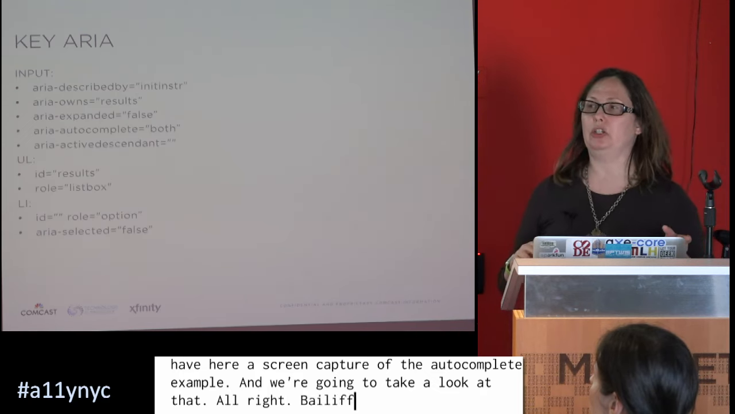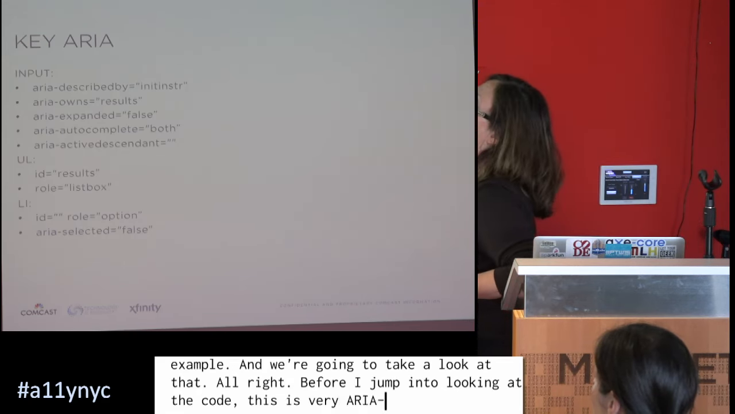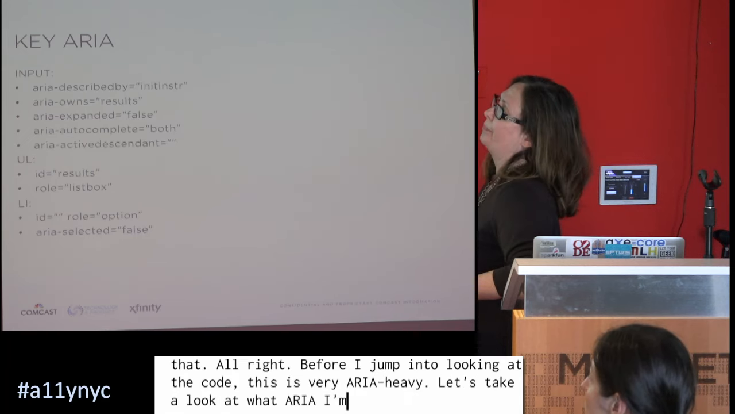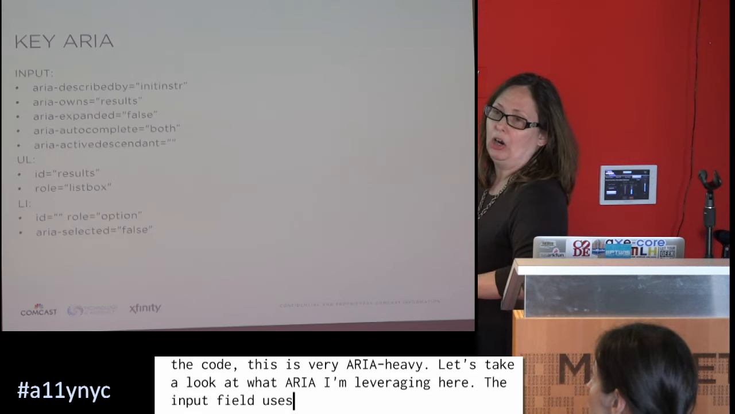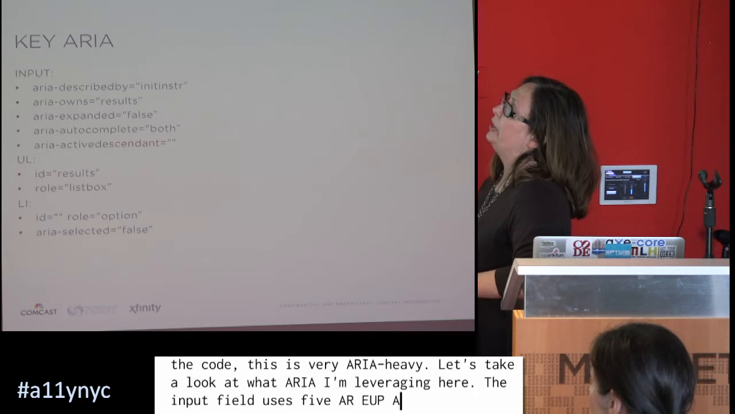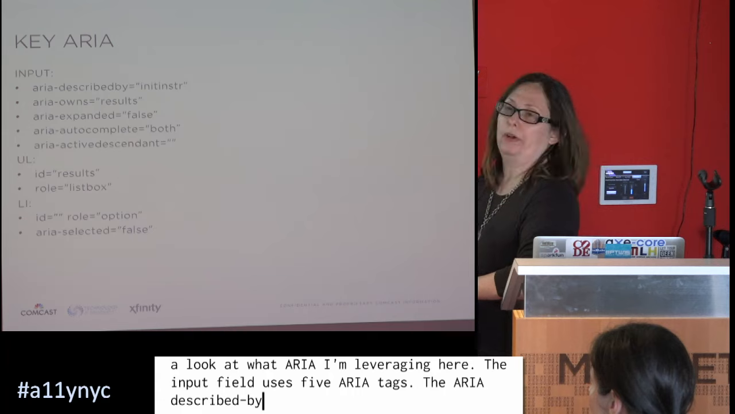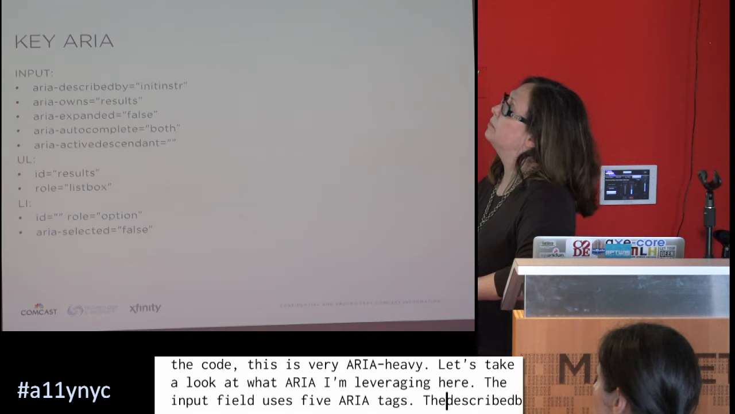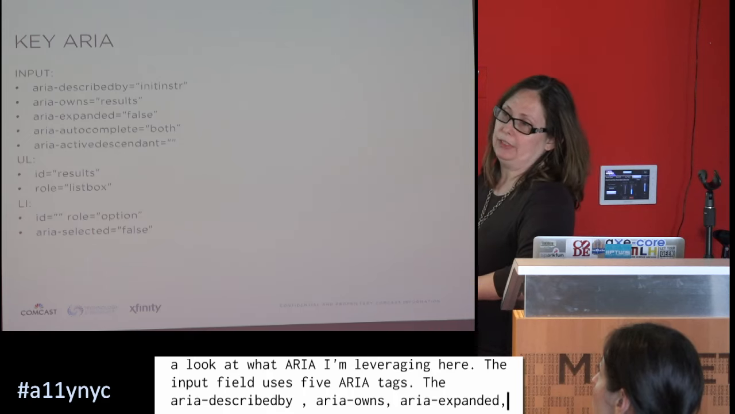Before I jump into looking at the code, this is very Aria heavy. Let's take a look at what Aria I'm leveraging here. The input field uses 5 Aria tags: the Aria described by, the Aria owns, Aria expanded, Aria autocomplete, and Aria active descendant.